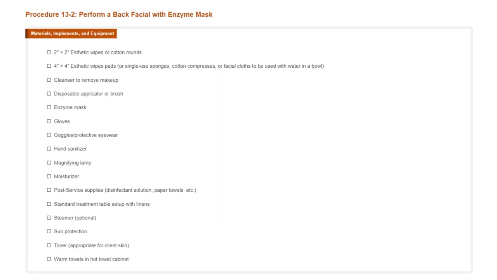Goggles/protective eyewear. Hand sanitizer. Magnifying lamp. Moisturizer. Post-service supplies, disinfectant solution, paper towels, etc. Standard treatment table setup with linens. Steamer, optional. Sun protection. Toner, appropriate for client skin. Warm towels in hot towel cabinet.